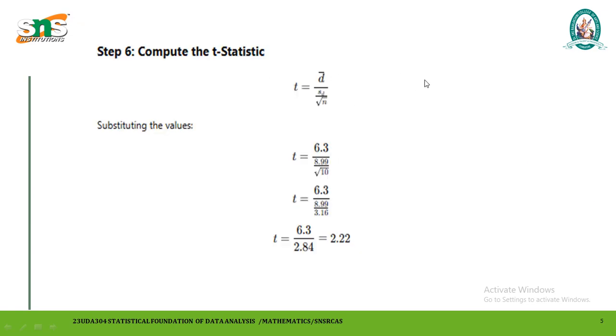Next we have to calculate the t statistic. The formula is d bar by sd by root 10. By substituting all the values which we obtained in the previous steps, we get the t value as 2.22.